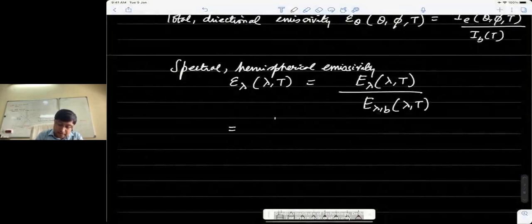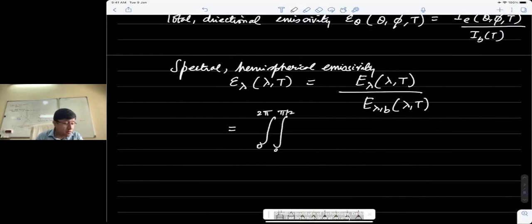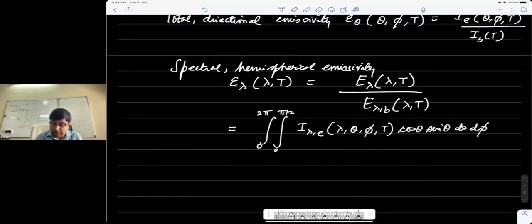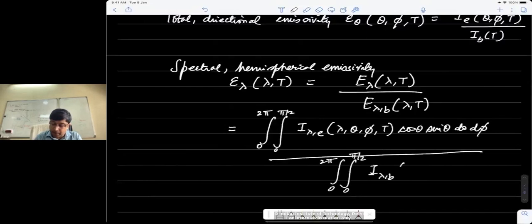This can be written as integral 0 to 2 pi. Remember, it's hemispherical, so I'm just going to write this in terms of hemispherical quantities. So the intensity of radiation, I lambda theta phi t, cosine theta, sine theta, d phi, versus the radiation from a black body, which would be I lambda b, which is only a function of lambda comma t, cosine theta, sine theta, d phi.